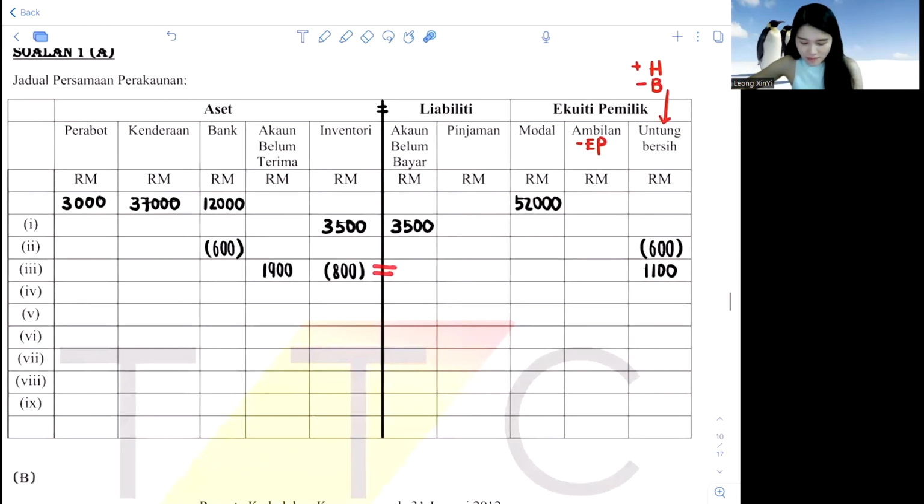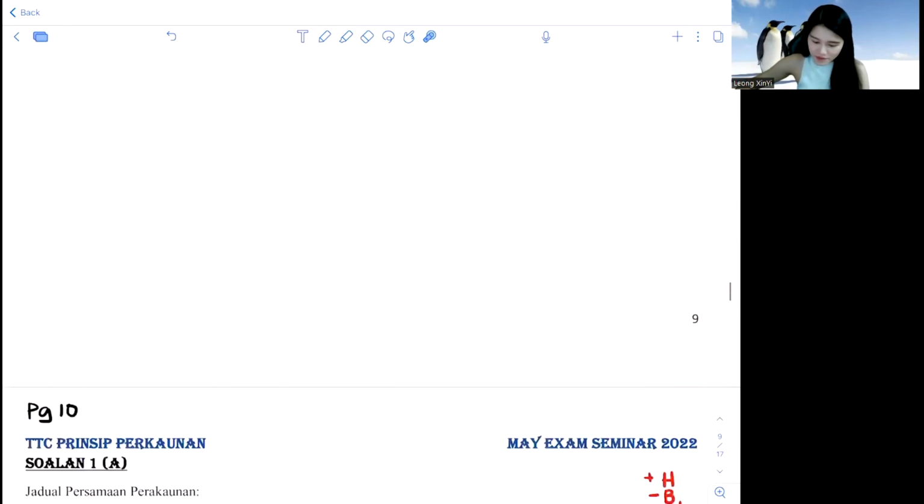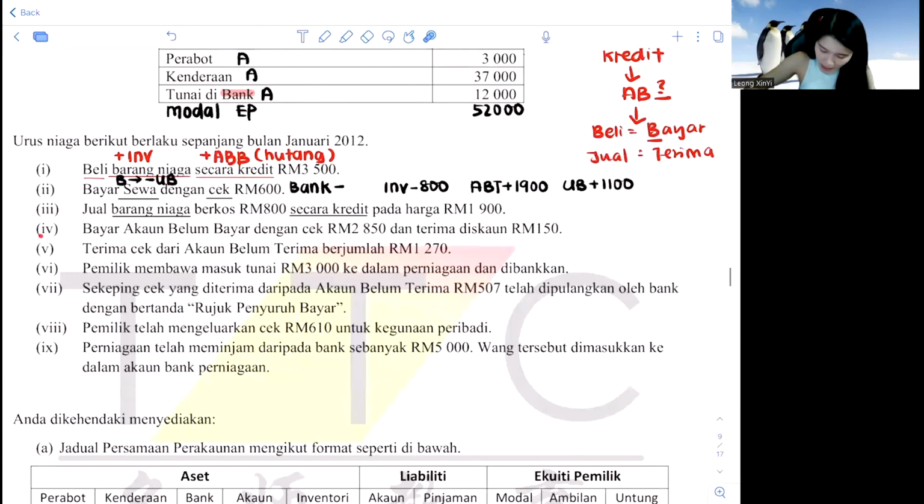Okay, so this is for number 3. Let's continue to number 4. Number 4 is bayar, account belum bayar. Now guys, do you remember this point too? Also bayar, but at the back of it is a saver. But here it is bayar to who? Account belum bayar is a person. So it's no longer belanja. Nothing to do with untung bersih for now, but ABB.